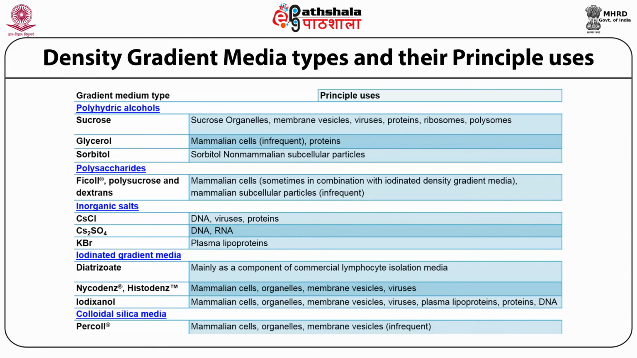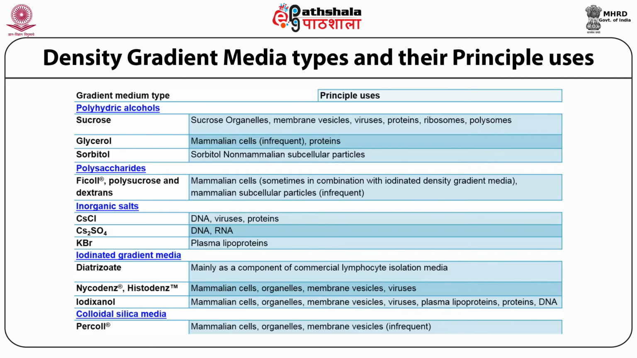Mammalian subcellular particles are not frequent. So these are the applications of Ficoll and polysucrose. Inorganic salts are also used for the preparation of density gradient media, and the most common is cesium chloride, which is used for the separation of DNA, virus, and proteins. Cesium sulfate is also used for the separation of DNA and RNA. People also use KBr, potassium bromide, for the separation of plasma lipoprotein.